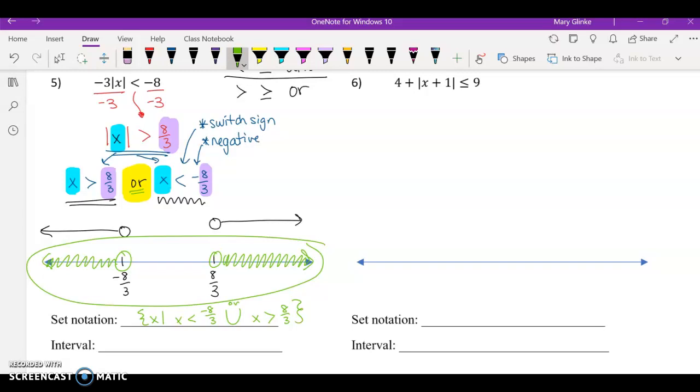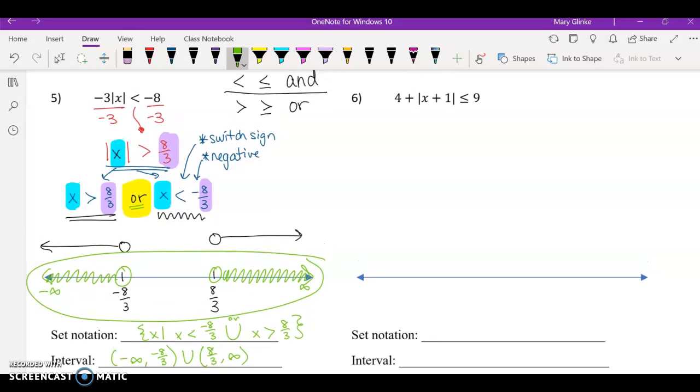Same thing with interval notation. You see two separate intervals, which means you have to write both intervals. So left is negative infinity, right is positive infinity. So everywhere that's shaded on the left starts with negative infinity, and it stops at negative 8/3, but then it picks up again at positive 8/3 and everything to the right. So we're using that U symbol for union, also known as the word or.